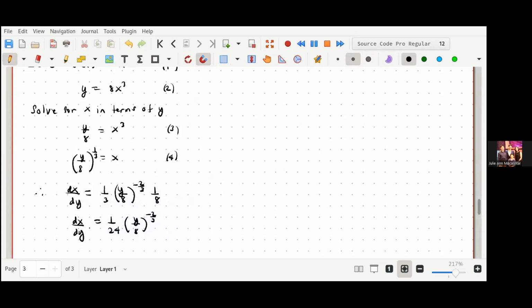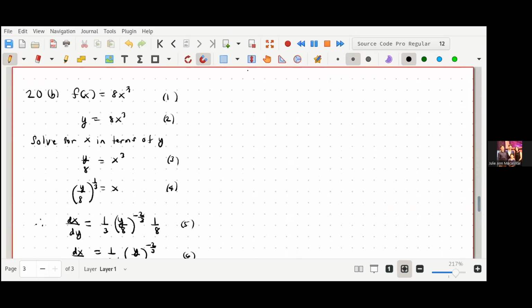So if we know what the original function is, what you do is set up the inverse function and then take the derivative. That's what we're doing here. Now, that's the first part. Next, we need to show that dx/dy, which we've calculated already, is equal to 1 over dy/dx. So this is what we need to prove.